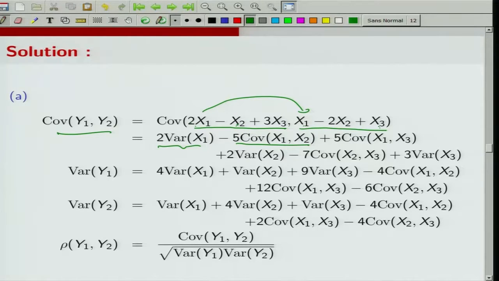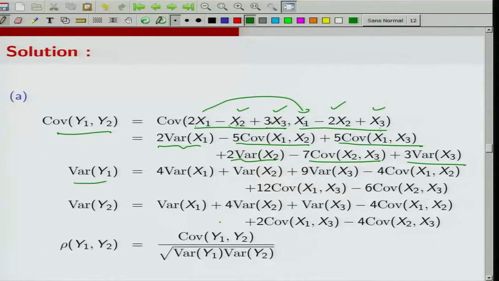Then 2 times covariance x1 x3 plus 3 times covariance x3 x1. So, that gives me 5 times covariance x1 x3. Then minus 2 x2 with minus x2 gives me 2 times covariance of x2 and x2, which is the same as 2 times variance of x2. Then minus covariance of x2 and x3, then minus 6 times covariance of x2 and x3. So, that gives me minus 7 times covariance of x2 and x3. Then covariance of 3 x3 and x3 gives me 3 times variance of x3. So, that turns out to be this quantity.